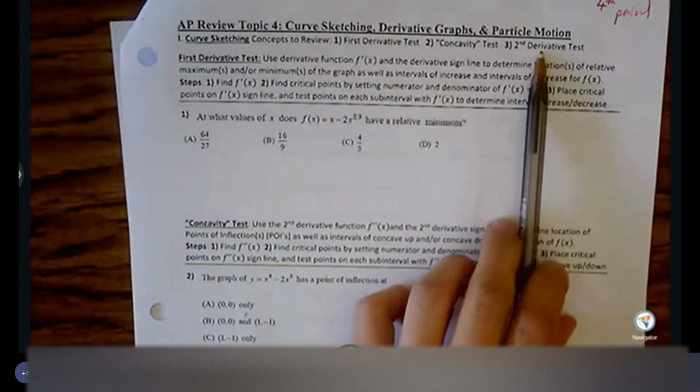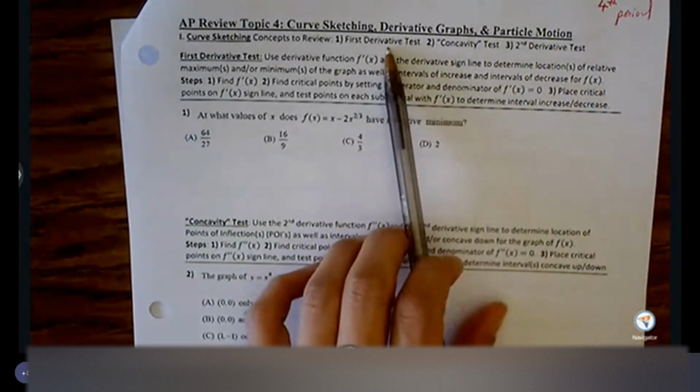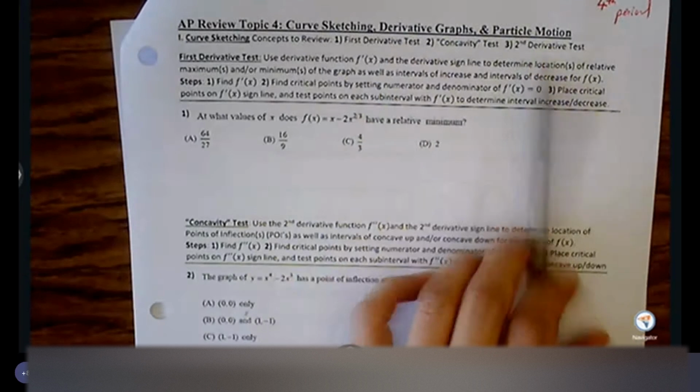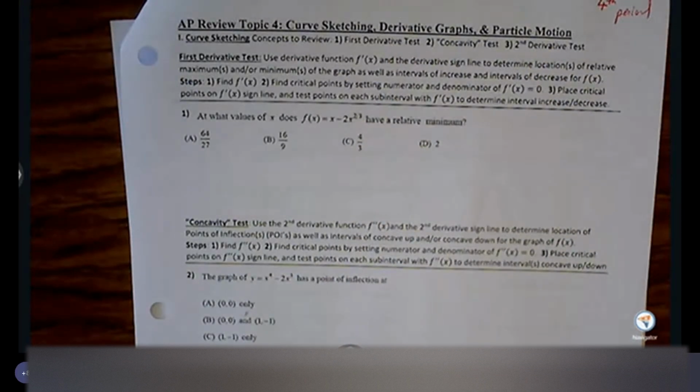And then we're also going to talk about the second derivative test, which is basically another method of finding max and mins. But instead of sign lines, we're going to use the second derivative function to make a conclusion about that critical point, whether it's a relative max or relative min.